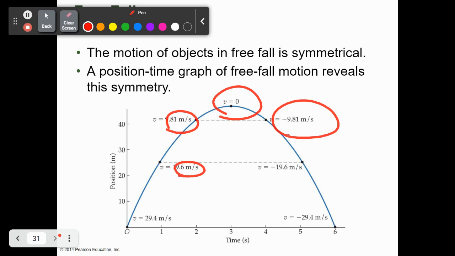So that's why you'll notice that on the other side it's negative 19.6 meters per second. And right the split second before it hits the ground, its velocity is negative 29.4 meters per second. That means it's going to end up with the same magnitude of velocity that it started with, but its direction is different. Instead of going up, it's coming down, and it's right about to hit the ground.